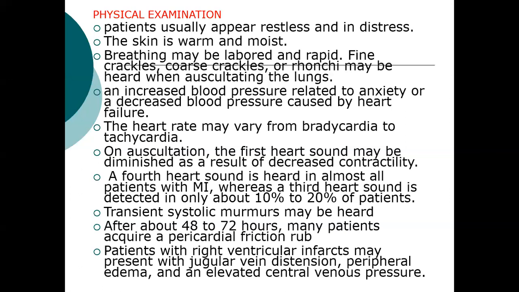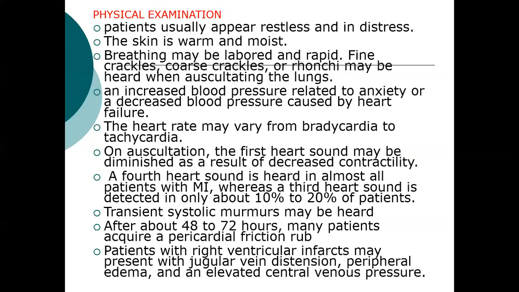The heart rate may vary from a brady to a tachy. Note the brady and the tachy in relation to where the blood supply was cut by the thrombus. I'll refer you to that chart. On auscultation, the first heart sound may be diminished as a result of decreased contractility. A fourth heart sound is heard in almost all the patients with MI, whereas a third heart sound is detected in only 10% to 20% of the patients.